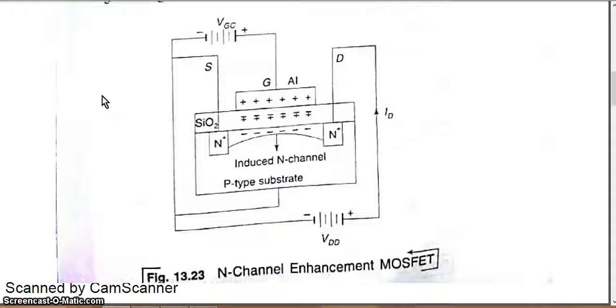In this tutorial, I am going to explain what a MOSFET is. MOSFET is nothing but metal oxide semiconductor field effect transistor. This MOSFET is of two types: one is enhancement mode and the other one is depletion mode type. Now let us discuss the principle behind the working of MOSFET.